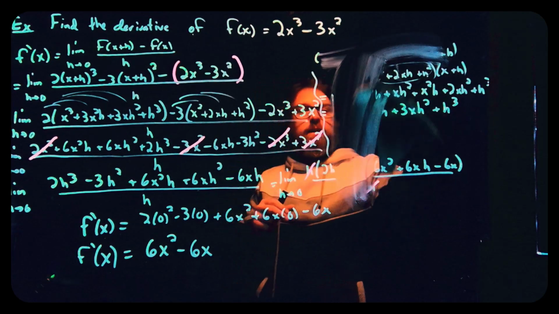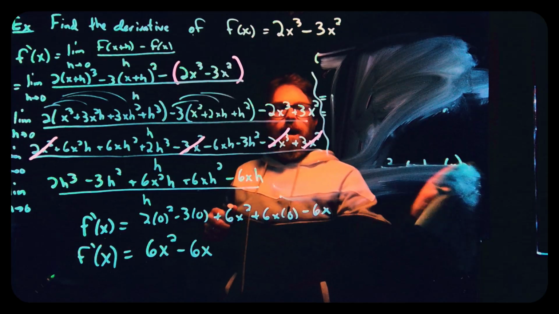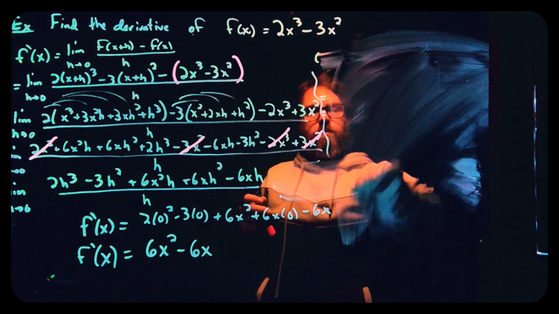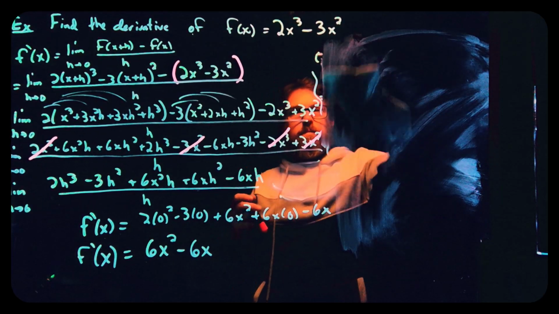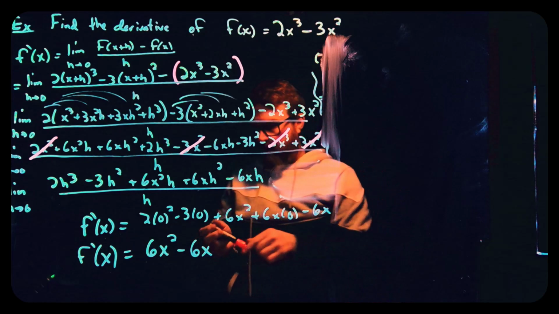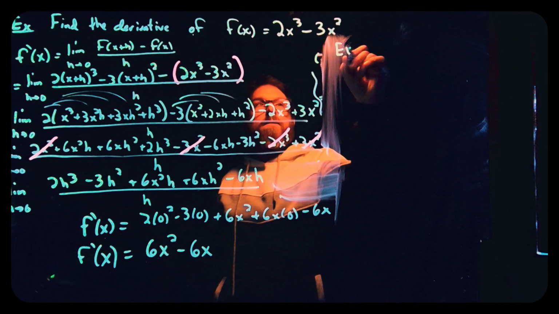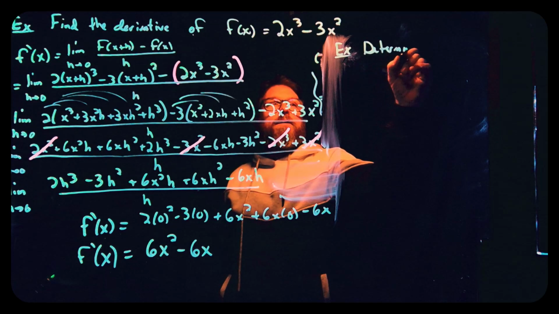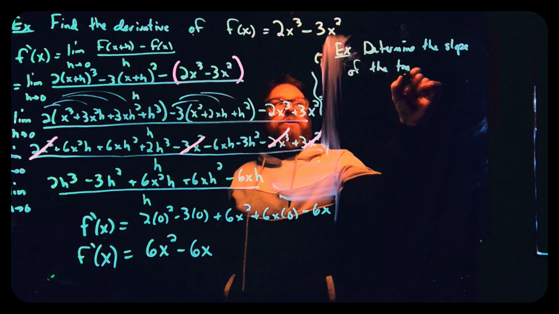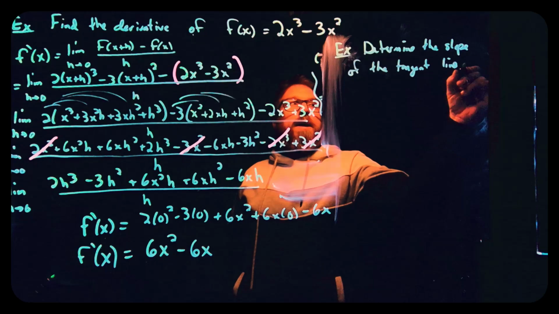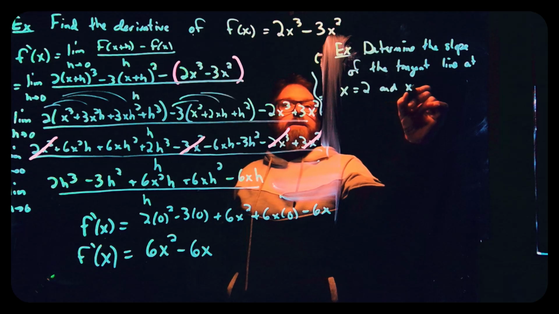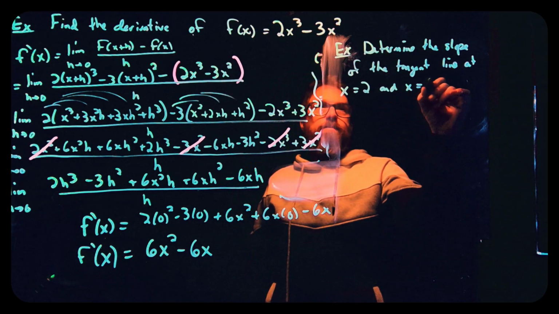So let's write that up in a quick example right over here. So you might see an example that looks like this. Example. Determine the slope of the tangent line at x equals 2 and x equals, I don't know, say 5.